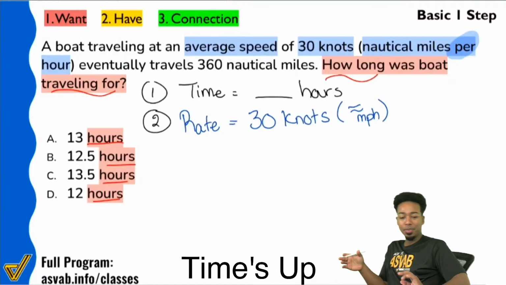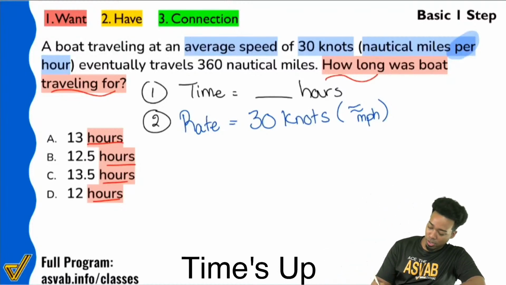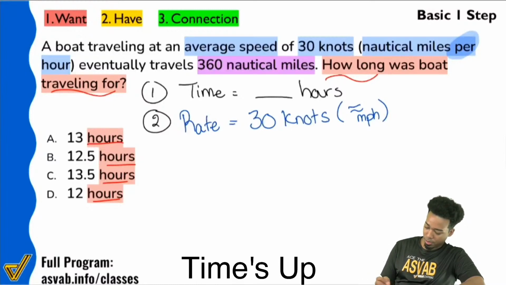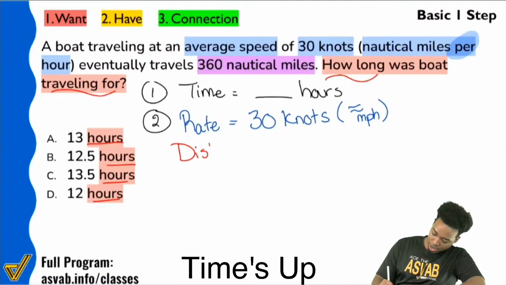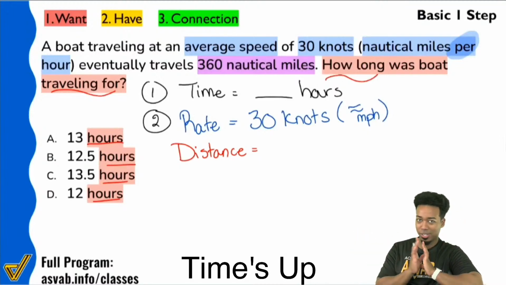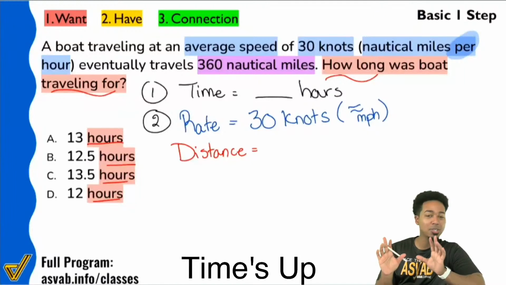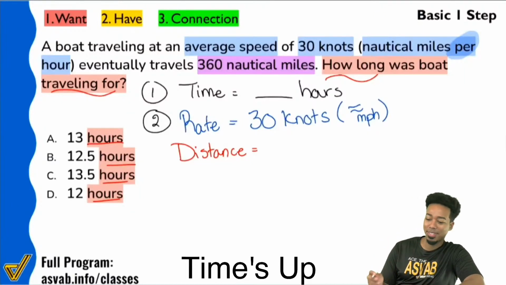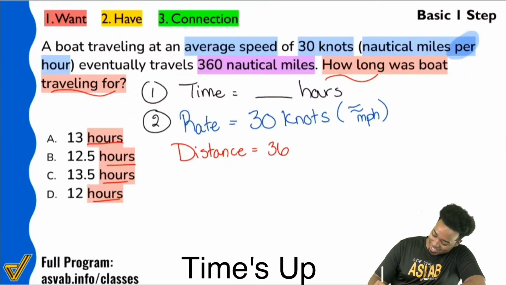So with that, we see that it says it eventually travels 360 nautical miles. Nautical miles, that is a distance. It just says nautical miles, it's one unit. Nautical miles just means, for simplicity's sake, miles in the water. So here, 360 nautical miles.